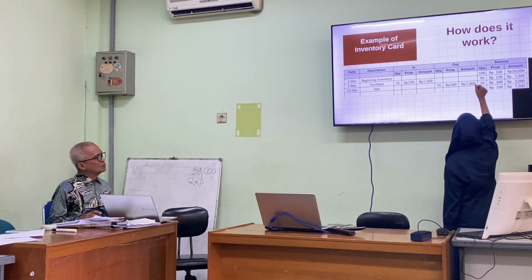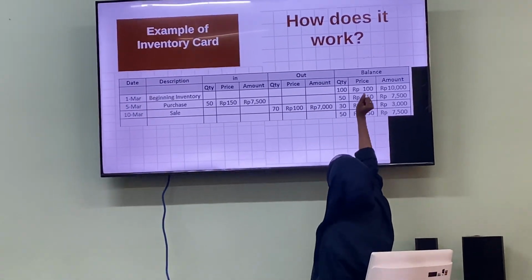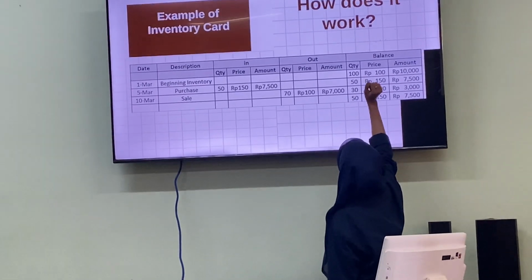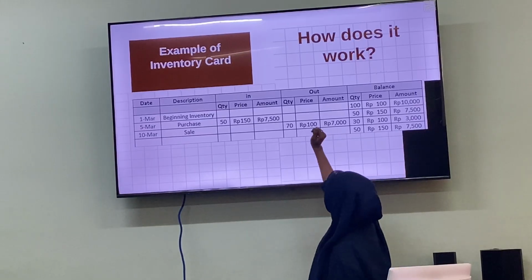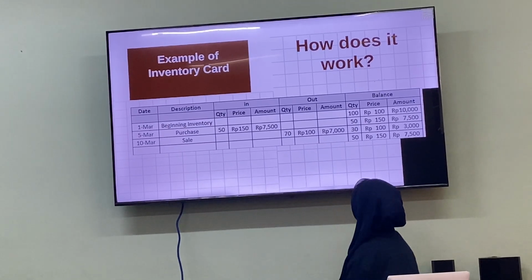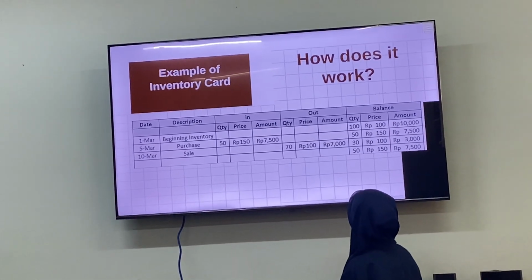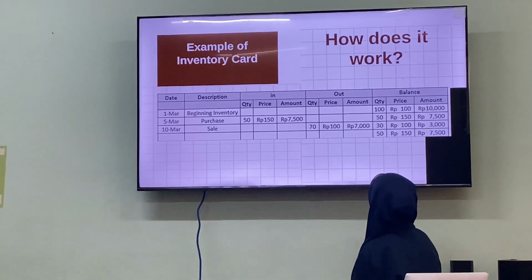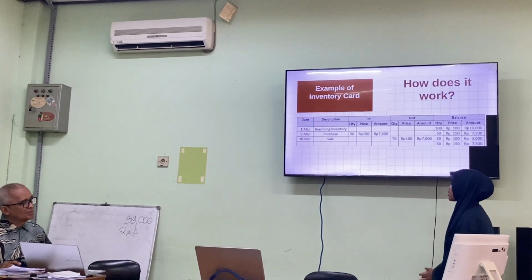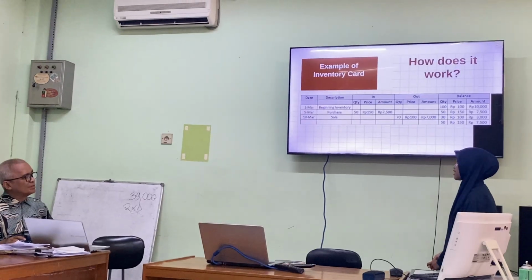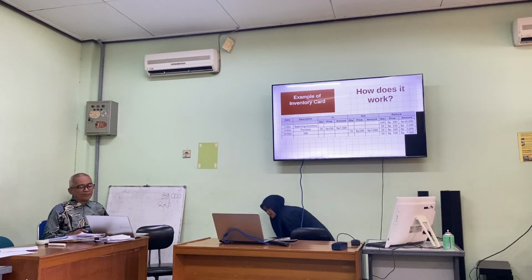For sales, the beginning is 100 units and 70 units sold. For the total, the units left are 30 units.